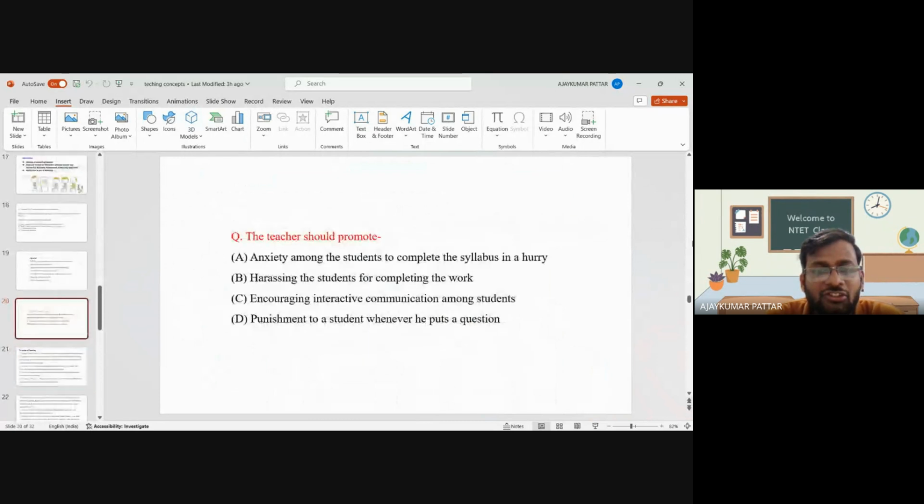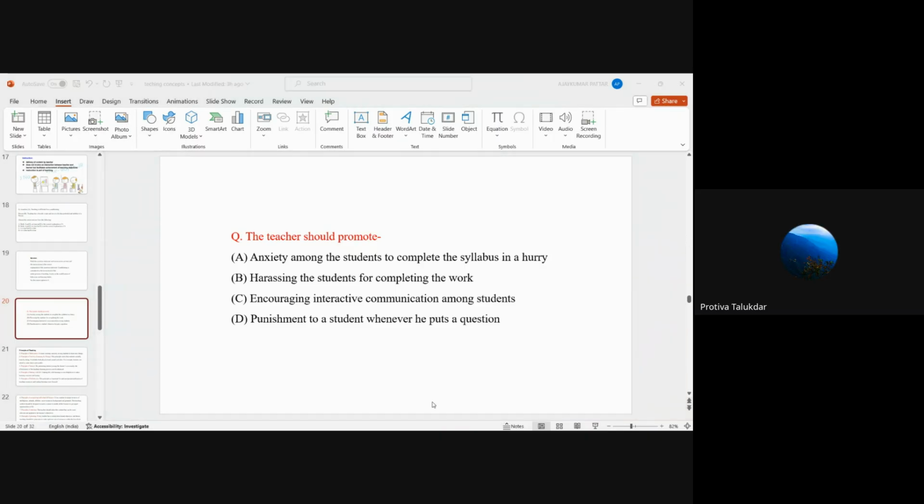The next question: the teacher should promote. Option A, anxiety among the students to complete the syllabus in a hurry. Option B, harassing the students for completing the work. Option C, encouraging the interactive communication among students. Option D, punishment to a student whenever he puts a question.